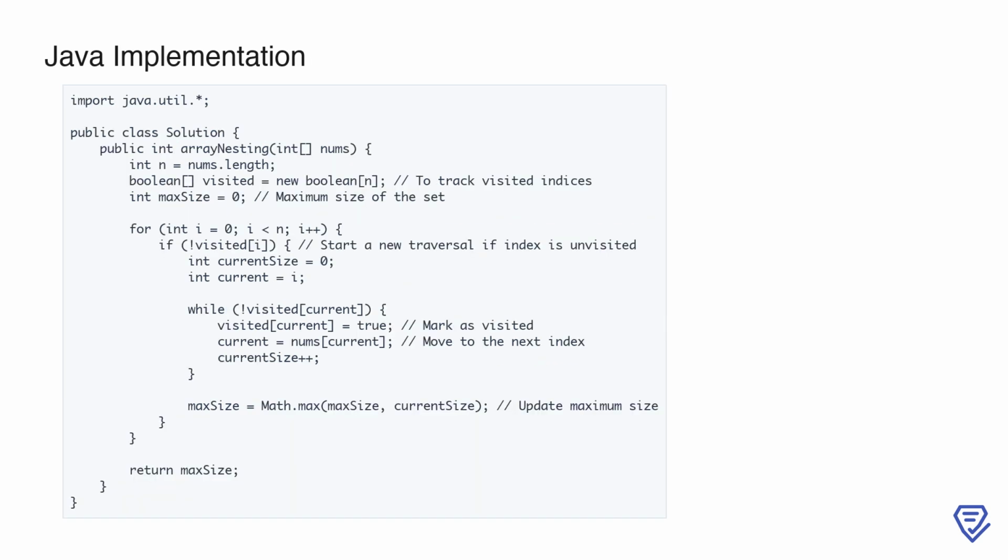This is the Java implementation of the array nesting problem, following the exact logic in the Python solution. The algorithm uses an array to track visited indices and iterates through the input array, computing the size of each set formed by the array's nesting structure. Key differences include explicit type declarations for variables, the use of Java's Boolean for visited tracking, and Java-specific syntax and conventions in the class structure.